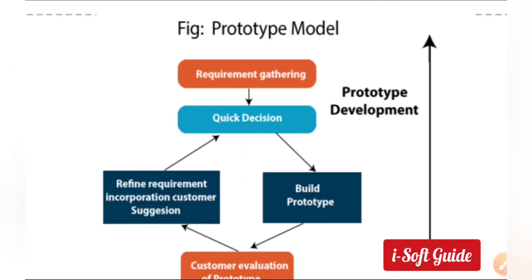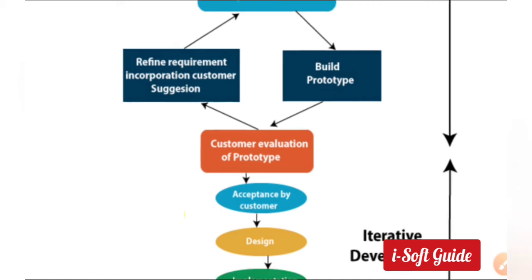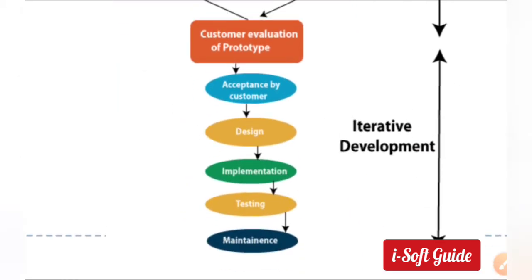First we will develop the prototype, then it will be delivered to the customer. Again feedback will be taken, and again we will repeat the process until we get the actual working prototype. After getting the complete requirements from the user, we can start development in the iterative development phase, and we will go through these steps. These are the SDLC steps, and at the end of these steps, we will get the complete working software.